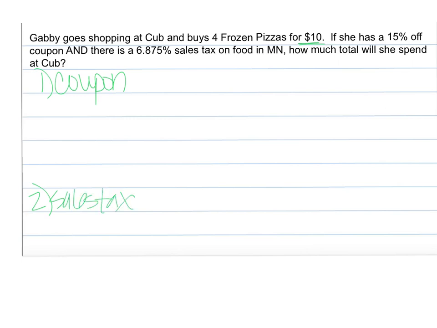So we start with $10. We know that with a 15% off coupon, she's actually paying 85%. So I'm going to do times 0.85. So 10 times 0.85 gives me $8.50. Remember, you could also multiply it times 0.15, and you would get $1.50, and then you would subtract that from 10, and you would get $8.50. So that's with the coupon.